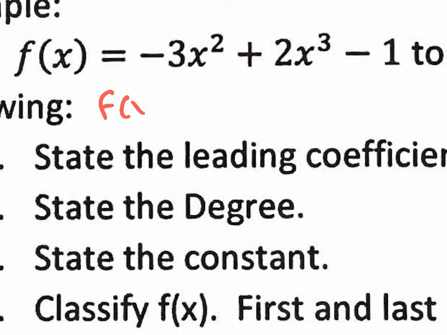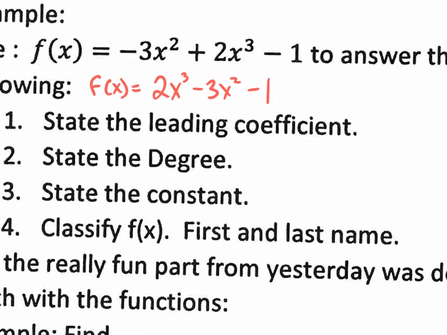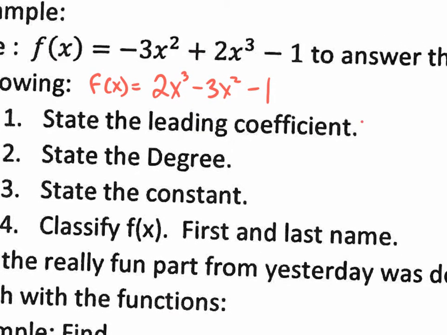Let's all do that. f of x is really equal to 2x to the third. You want that highest exponent term in front, minus 3x squared, and then minus 1 at the very end. Okay, so again, answering that first one, the leading coefficient, that is 2. The degree? 3, highest exponent, that's right. The constant? -1, right? That value that doesn't change, it's at the very end, that does not have a variable.